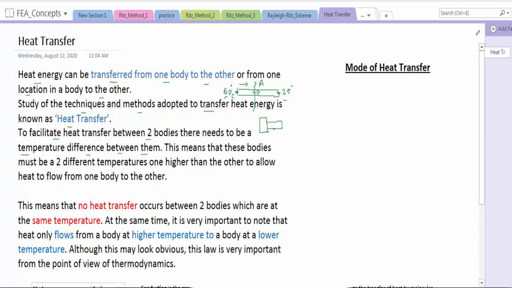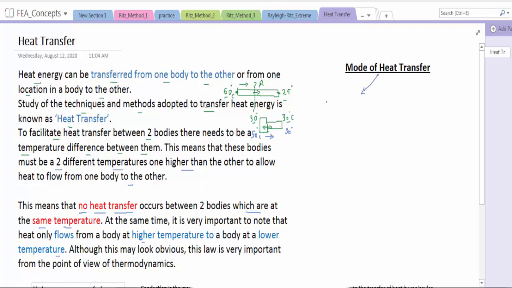For example, there are two bodies here, this is also 30 degrees and this is also 30 degrees, then there won't be any heat transfer. If it is 50 degrees and 30 degrees, then there will be a heat transfer. So finally, the bodies must be at two different temperatures and the heat can flow from higher to lower. There will not be any heat transfer between two bodies which are at the same temperature. The heat can flow from higher temperature to lower temperature.